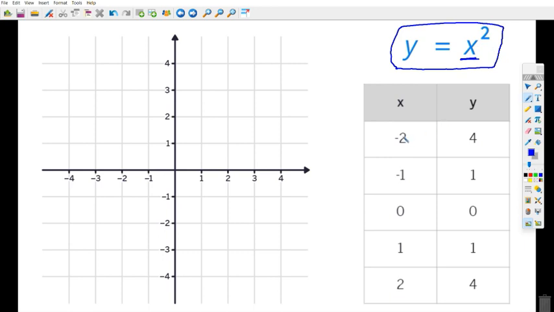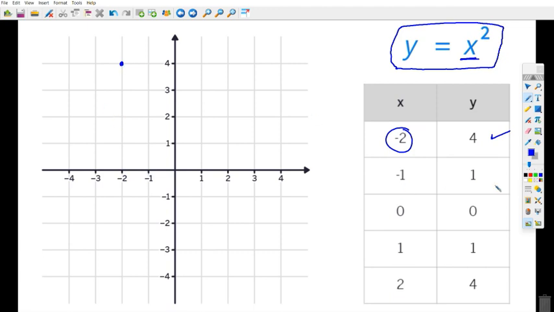If I have -2 for x, I'm going to get 4 for y. If I plug -2 in for x over here, you're going to have -2 squared, which is going to be 4. So that's my point. Remember, graphs are just points that you're subbing into an equation, and you're getting points. That's all that graphs are. So I go to -2 and I go to 4, and I've got a dot over there.